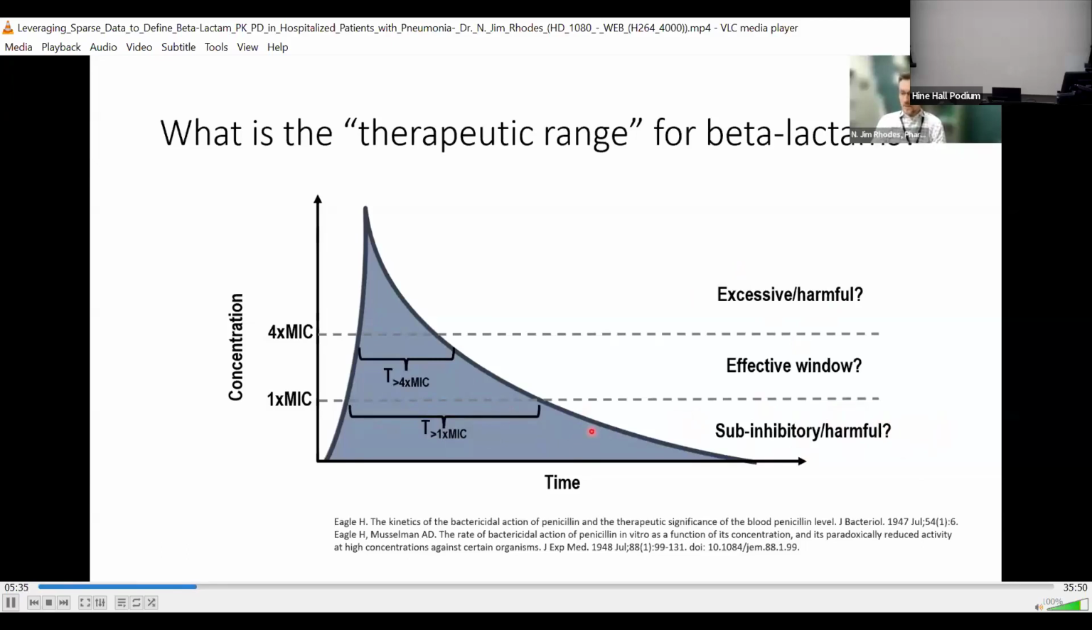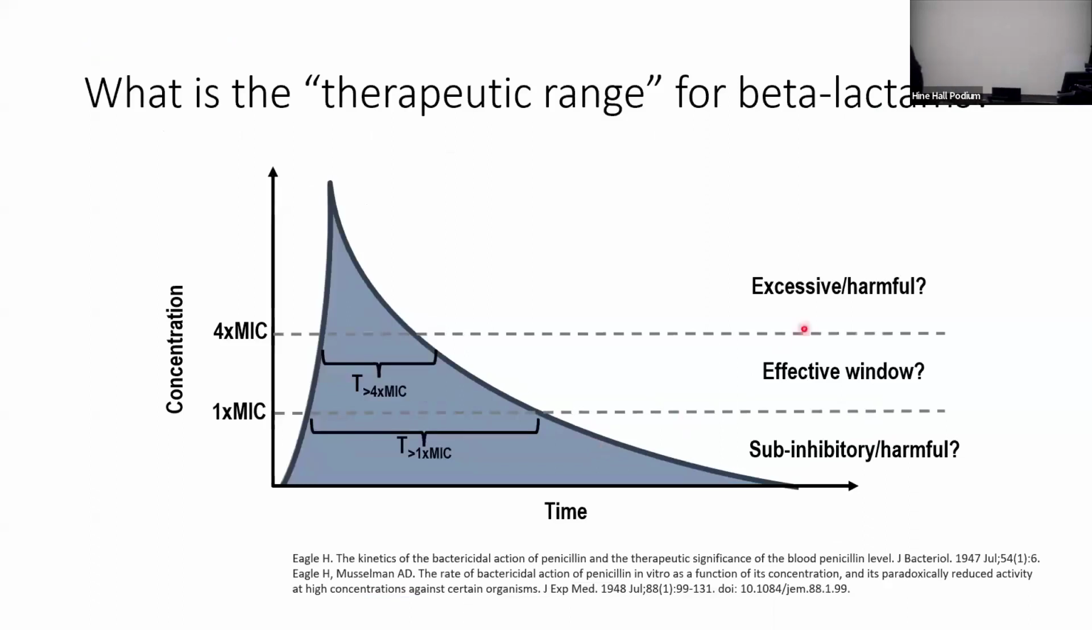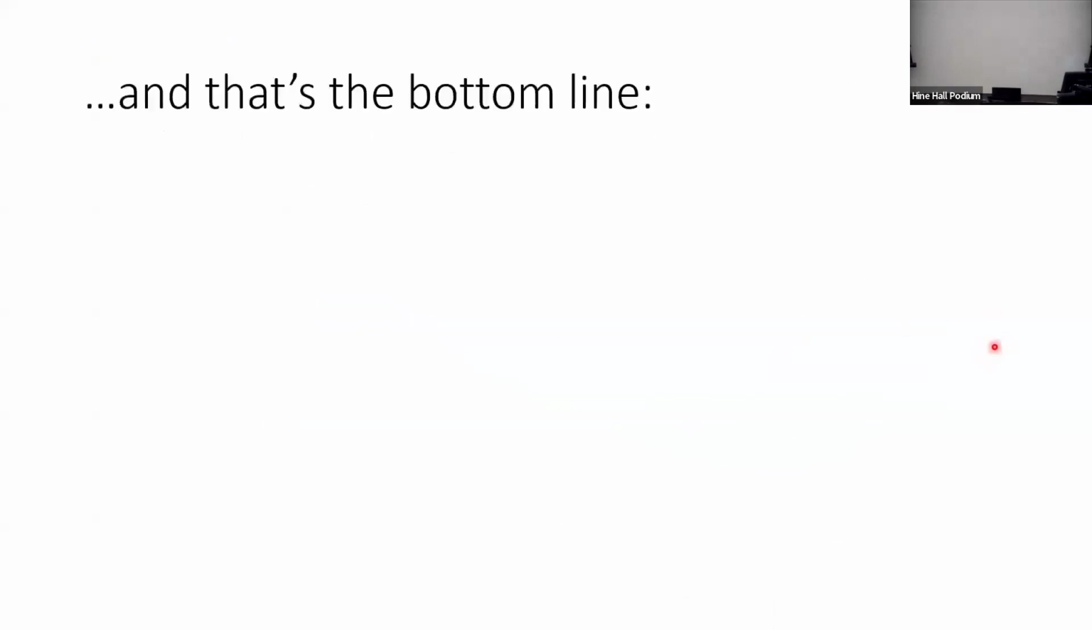So perhaps this is a lesson that we can garner from some of the early pharmacology work done in this space, that there is maybe an effective window for beta-lactams. Maintaining concentrations between 1 and 4 times the MIC is really where we start to see maximal killing and most of our bacterial efficacy. And translating this to patients has become the next frontier in terms of how we actually define that for our patients.